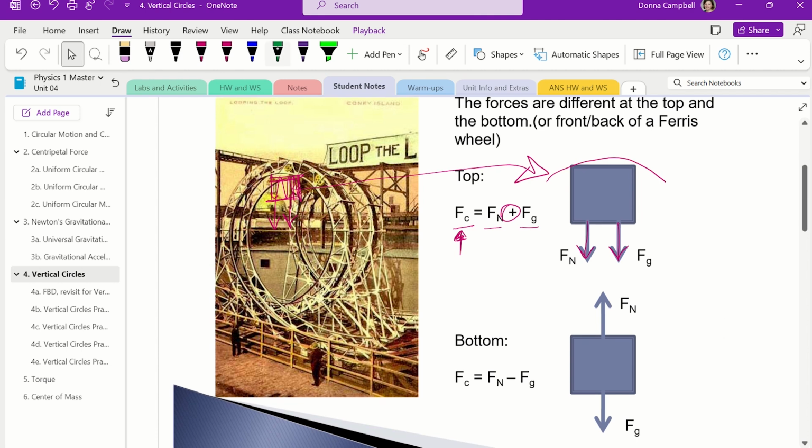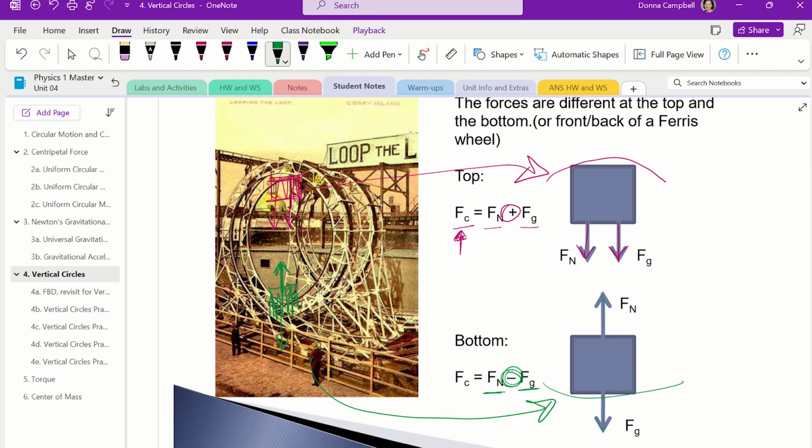If we're on the bottom of this track, so somewhere down here, we have the normal force facing up, and our weight, of course, still acts down. I have it drawn over here a little bit better. The track is right here, and so the normal force acts up, Fg acts down, and remember the center is always the positive one, so Fn minus Fg. So the normal force is going to be greater at the bottom.